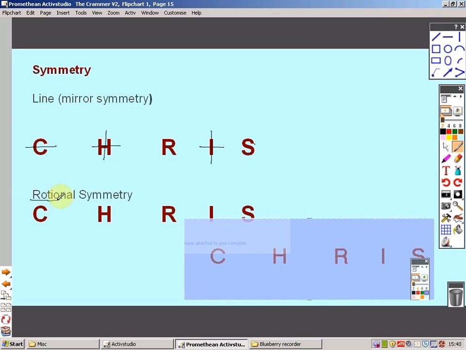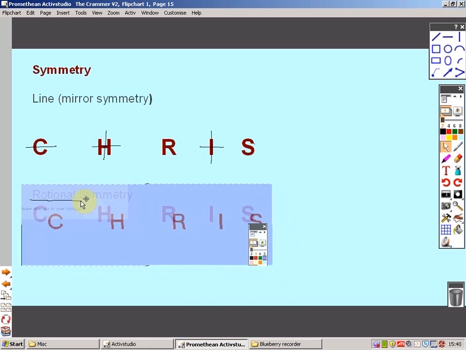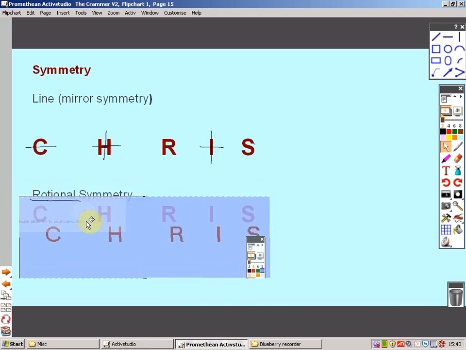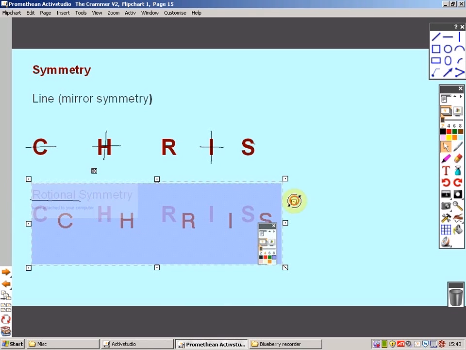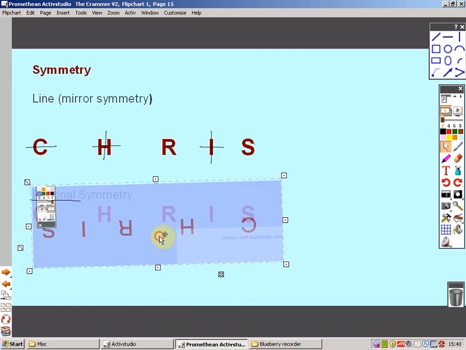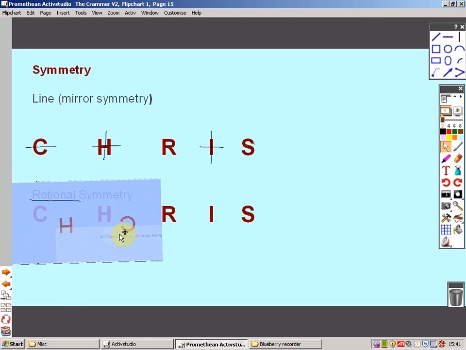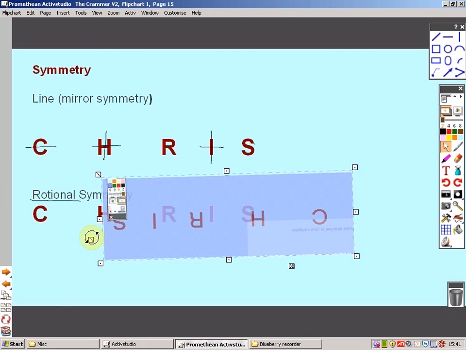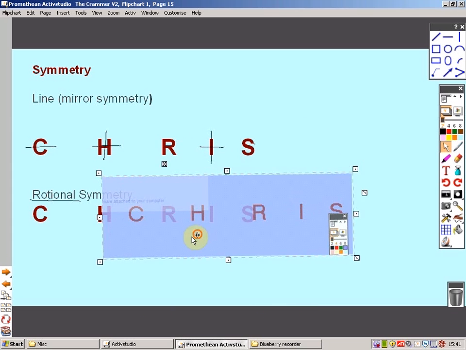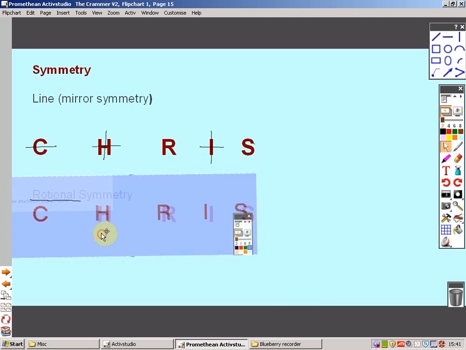Rotational symmetry seems to be the one that confuses people. It's how many times I can take a piece of tracing paper, pick it up, and put it back over the letter so it fits. Now on the C, even if I turn that all the way around and bring it back over, I won't be able to get it to match up because I've got the little gap bit just here. So C, there is only one way I can put that tracing paper back on the shape so it matches.